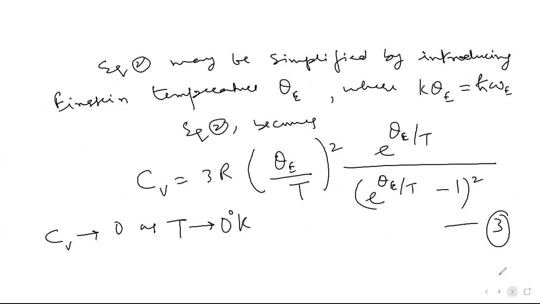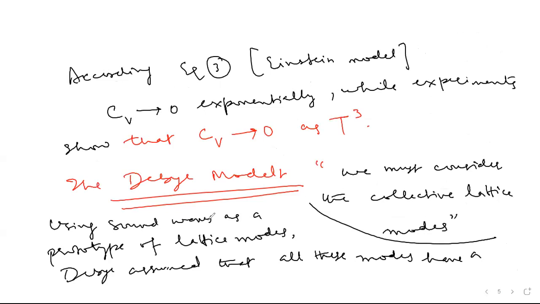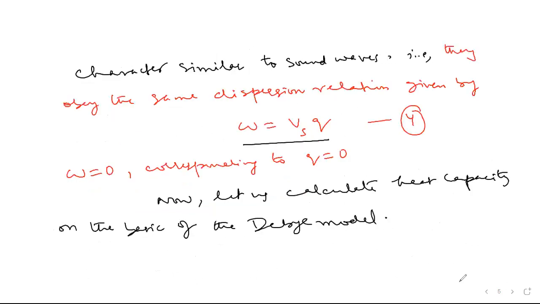Then we said it in general matches the curve and it predicts CV approaches 0 as T approaches 0, but the manner in which CV approaches 0 doesn't match with the experiment. According to the Einstein model, CV approaches 0 exponentially, but experiments show CV approaches 0 as T cube. Then we said Peter Debye tried to solve this issue by considering the collective lattice modes. So using sound waves as a prototype of lattice modes, Debye assumed that all these modes have a character similar to sound waves, that is, they obey the same dispersion relation 4, right?